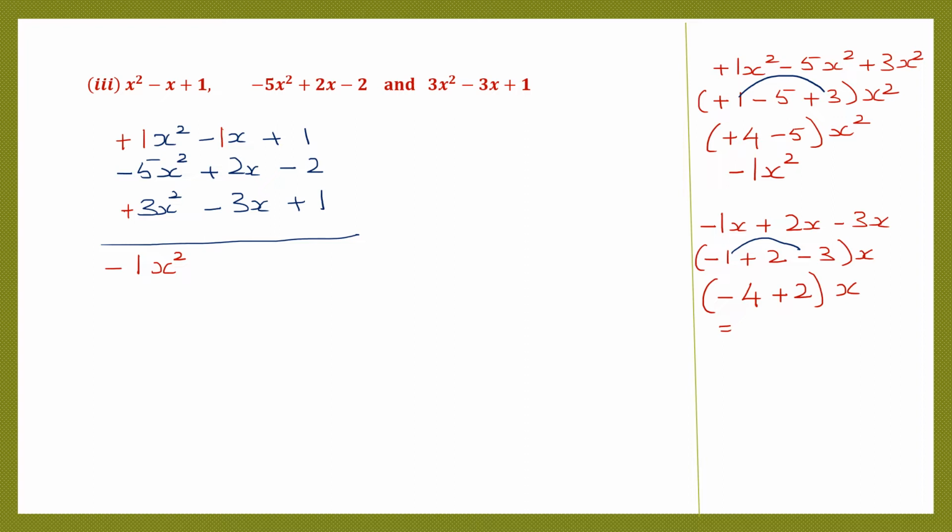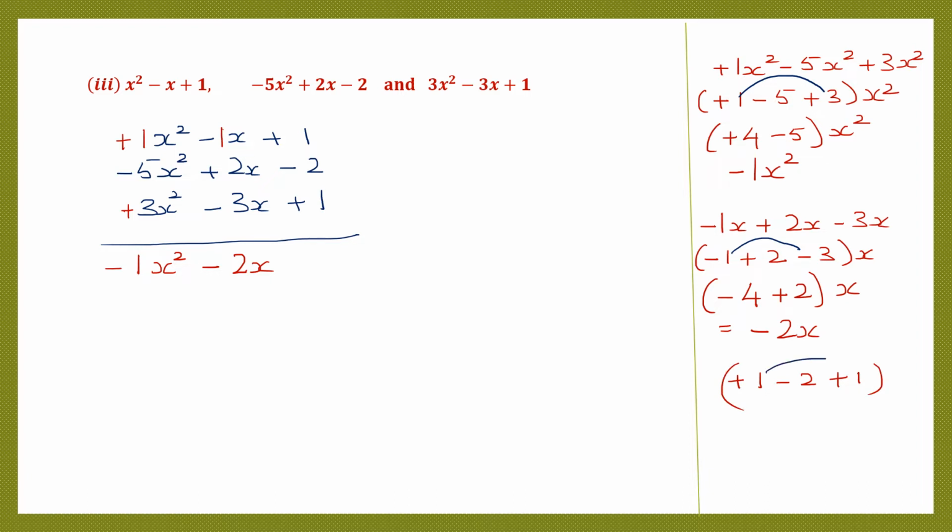Now the signs are different. Put the sign of the bigger number and subtract. 4 minus 2 is 2x. So here we have minus 2x. Now let's take only the numbers. Plus 1 minus 2 plus 1.